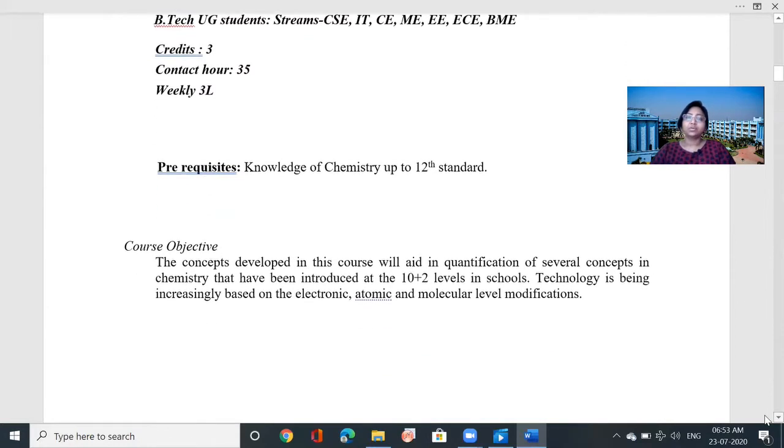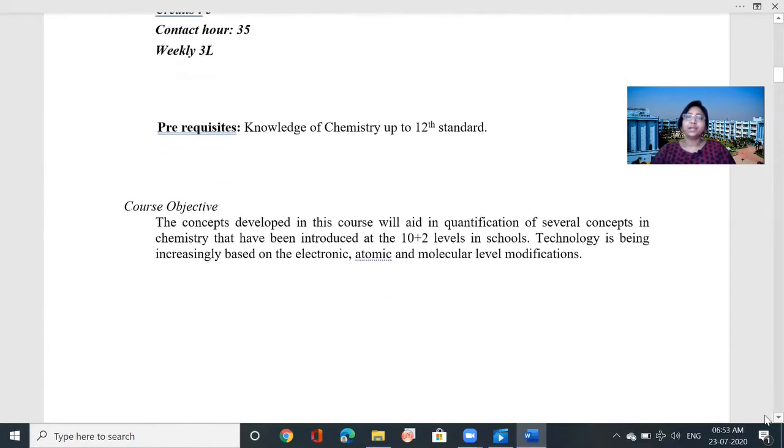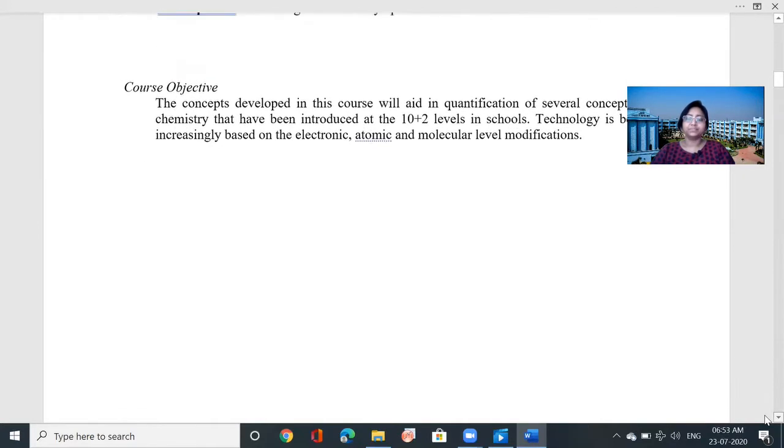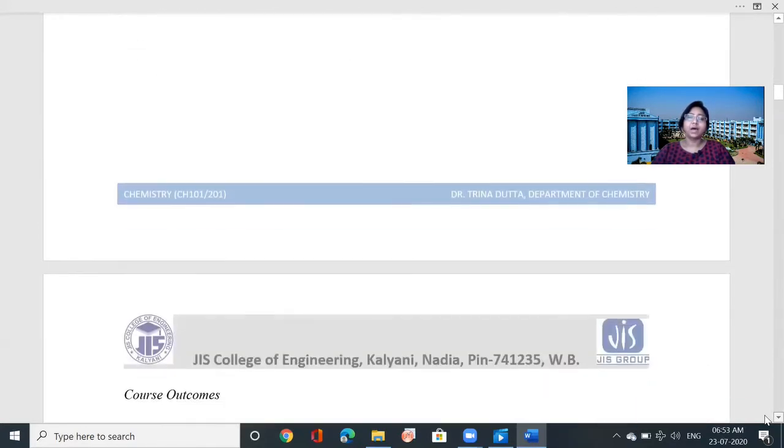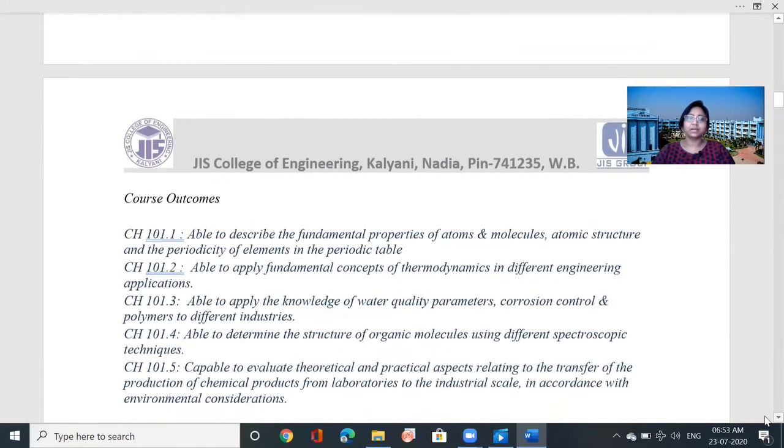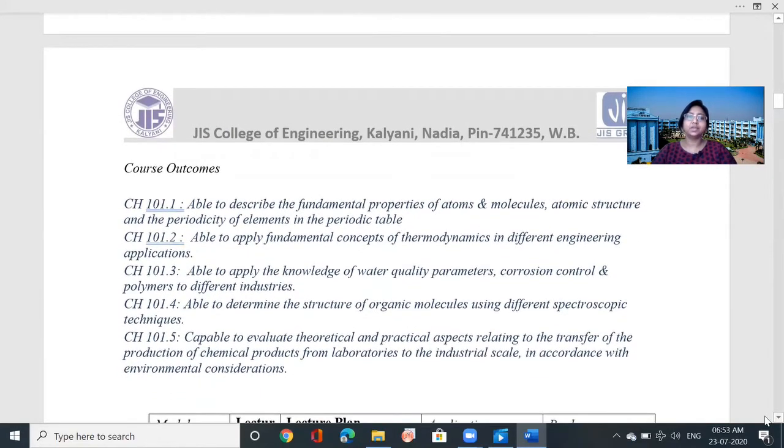In the course objective, you will learn different concepts of chemistry. And in the course outcome, students can describe the fundamental properties of atoms and molecules, from the atomic structure topics.